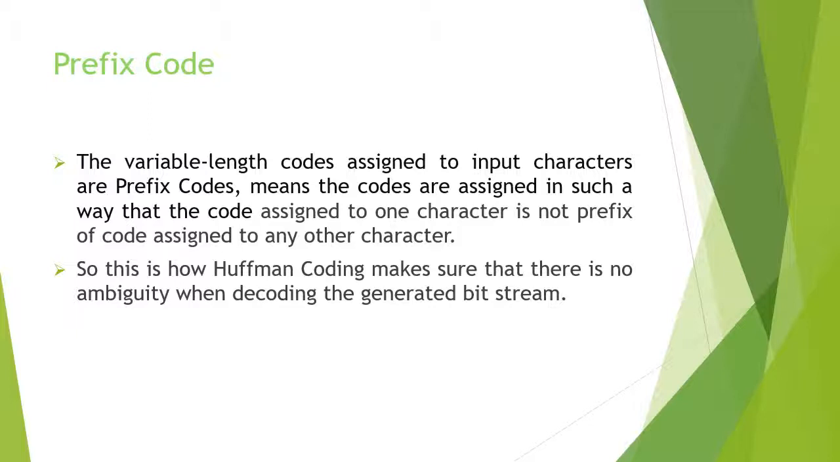This is how Huffman coding makes sure that there is no ambiguity when decoding the generated bit stream. Since the characters are given different codes, you don't come across ambiguity. Since the codes are different, there's no possibility of ambiguity. This is all about prefix codes.